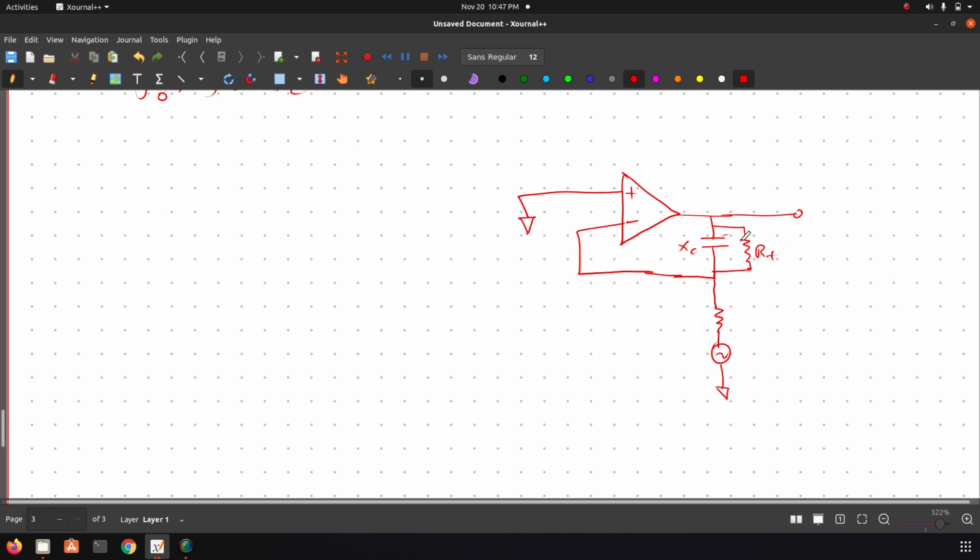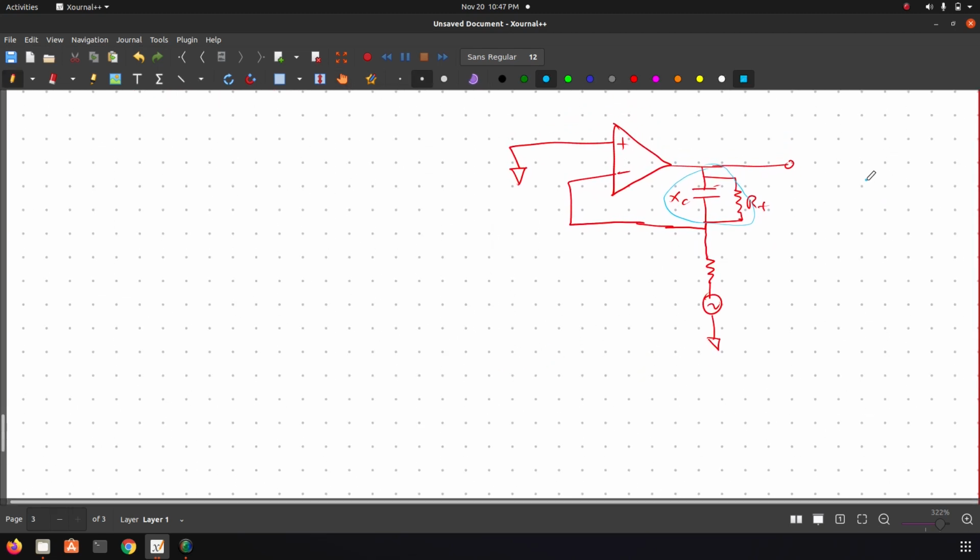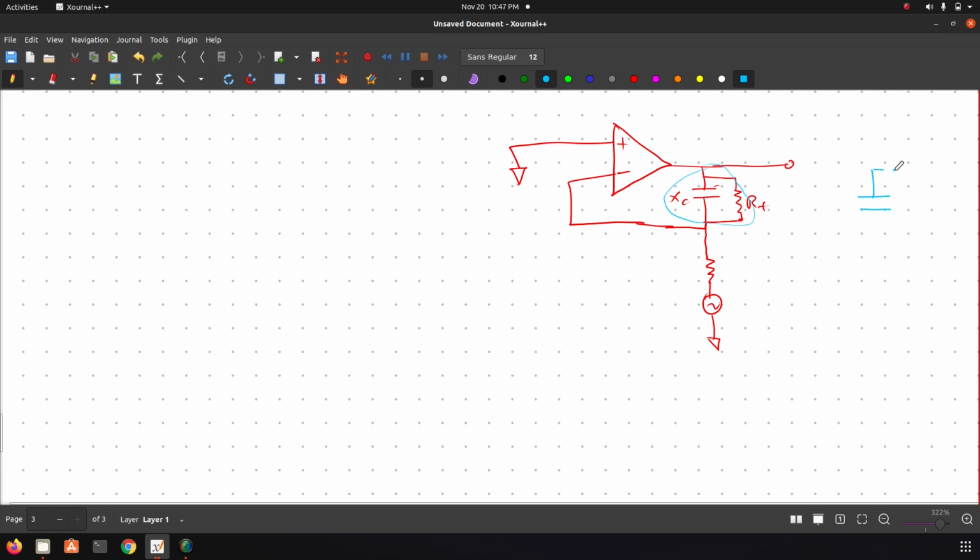So if we look at the total resistance of this part, it is something like a capacitor and then a resistor in parallel. So this is the total resistance.